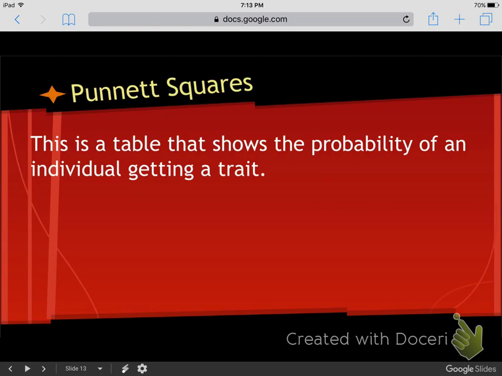The last thing we're going to talk about is Punnett squares. Punnett squares are defined as tables that show you the probability of getting a trait. So we use these to set up mom and dad's alleles and figure out the probability of them passing on a specific trait to their offspring.